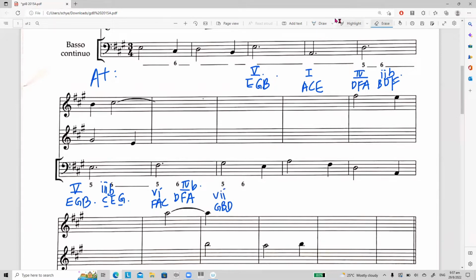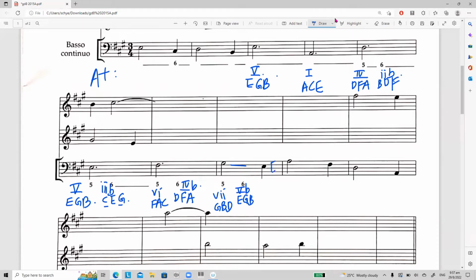Next one, E, G, B. So the G is the bass note. So don't forget, when you see 6 it means the bass note is the middle note. So G is the middle note, so the chord is E, G, B. So this is 5, first inversion.